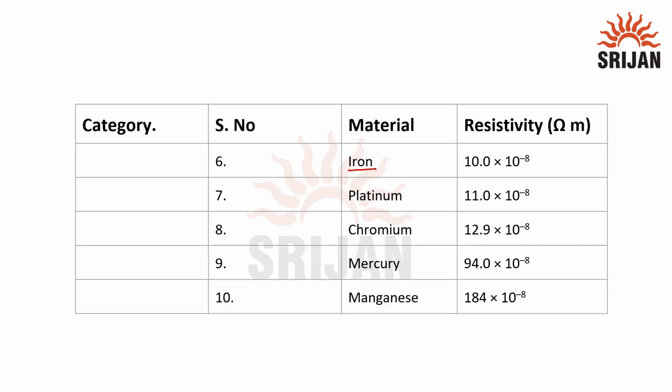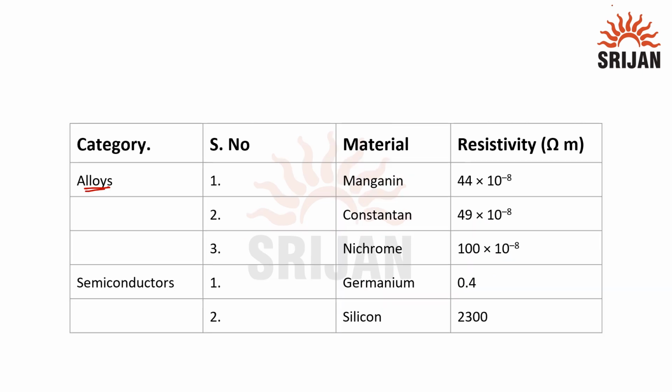Next is iron, which is 10.0 into 10 to the power minus 8. Platinum, which is 11.0 into 10 to the power minus 8. Chromium, which is 12.9 into 10 to the power minus 8. Next is mercury, which is 94.0 into 10 to the power minus 8. Then we have manganese, which is 184 into 10 to the power minus 8. The next category is of alloy, which is manganin 44 into 10 to the power minus 8, constantan, which is 49 into 10 to the power minus 8, then nichrome, which is 100 into 10 to the power minus 8. Then we have semiconductors.